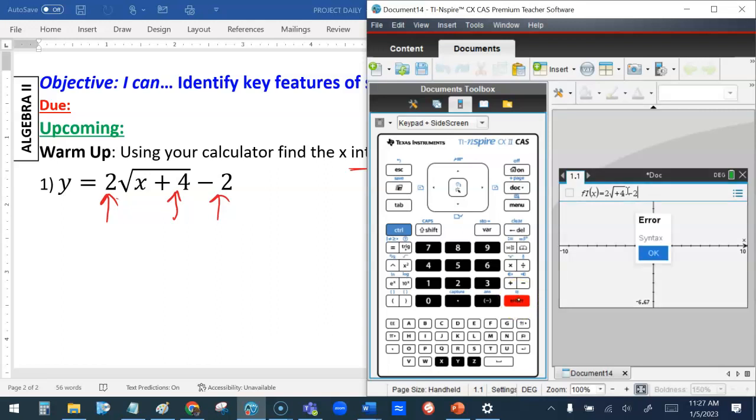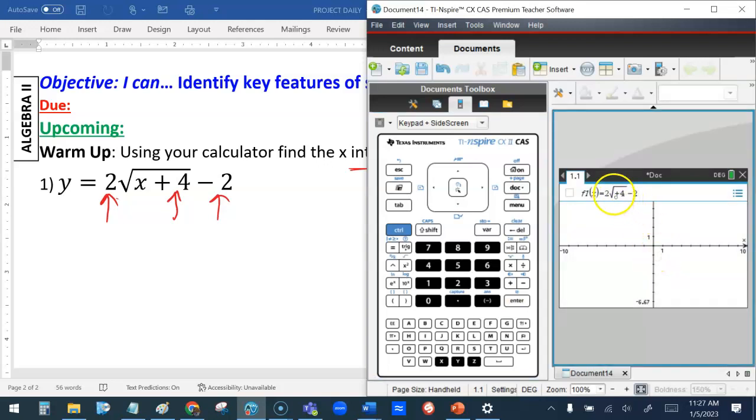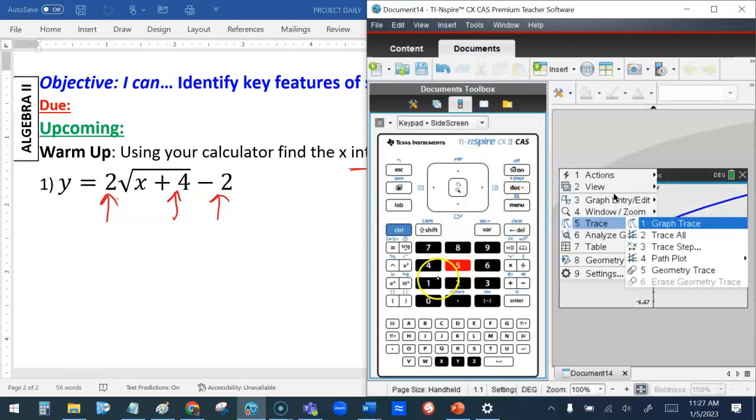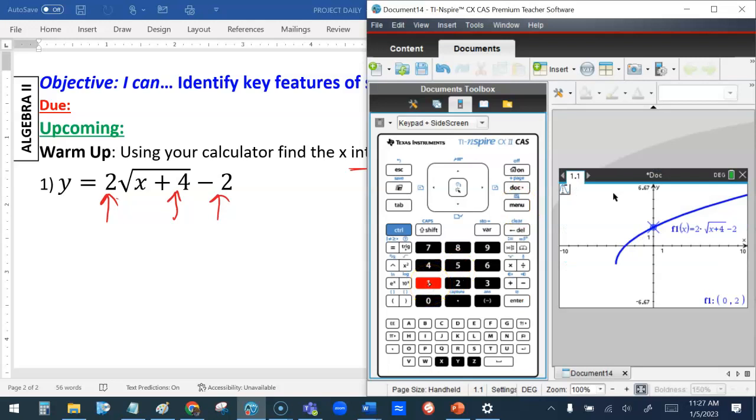Apparently, I didn't type it in correctly. So what did I do wrong here? I didn't put an X. So that's a rookie mistake. All right. Type it in correctly, hit enter. Now I want to get these intercepts, so I'm going to press menu 5.1. It's going to pop up right there.